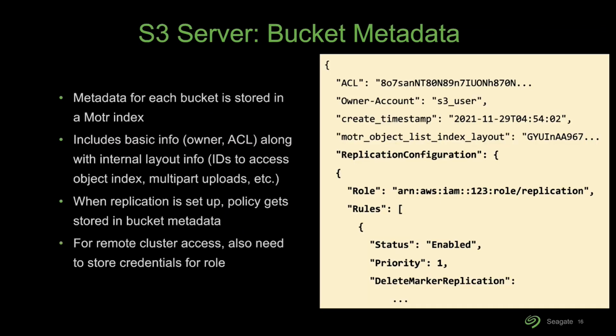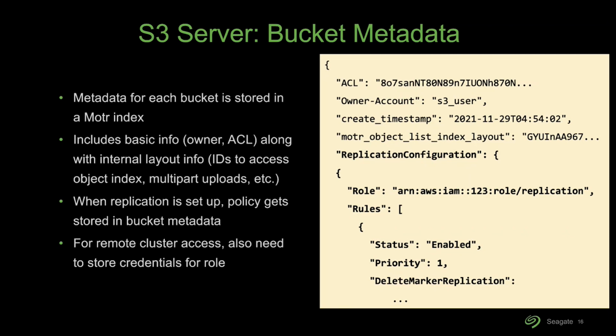So the way that this looks under the hood is we are storing metadata for these different components in Motr's key value store. So for each bucket, there's some metadata, like the owner, ACLs, timestamps, basic stuff like that. And we also have pointers or references to other components, like the list of objects in the bucket, the pending uploads, that sort of thing. So the metadata includes links to those other components that are also stored in Motr.